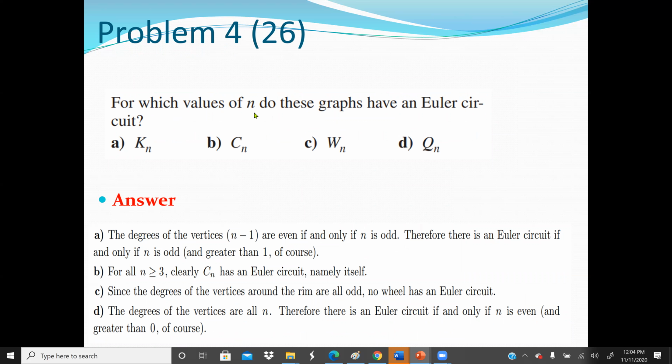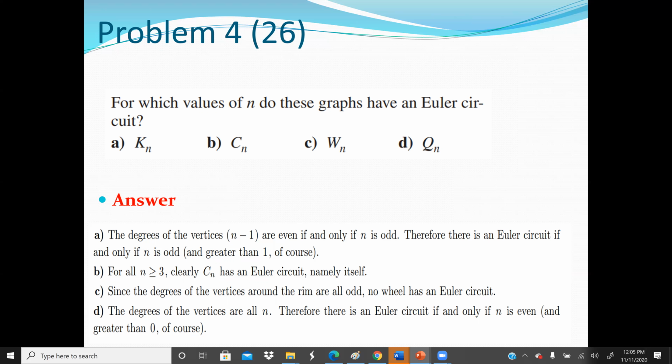And the next question says, for which values of n do these graphs have an Euler circuit? Kn, Cn, Wn, Qn. So here we said that the degrees of the vertices, n minus 1, are even if and only if n is odd. So for Kn, the condition is saying that the degree of the vertices n-1 are even if and only if n is odd. Therefore, there's an Euler circuit if and only if n is odd, and greater than 1, of course. And for Cn it's the same thing; for all n of 3 or more, clearly Cn has an Euler circuit.